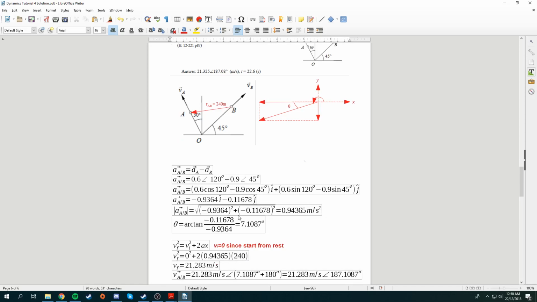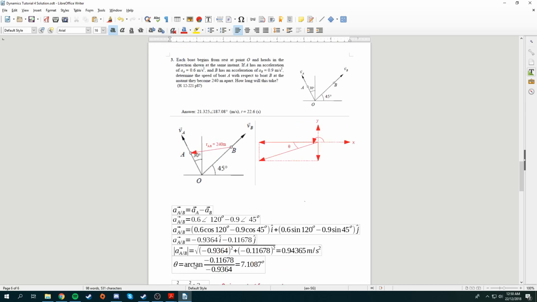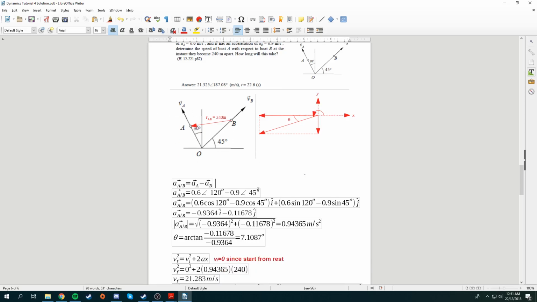Next, I'll find the relative angular displacement. So I must find the angular displacement of this acceleration vector. This is the same for the velocity vector because they are heading in the same direction. The acceleration vector and velocity vector are the same, as in they are heading in the same direction.